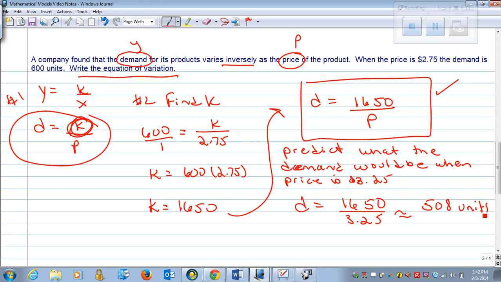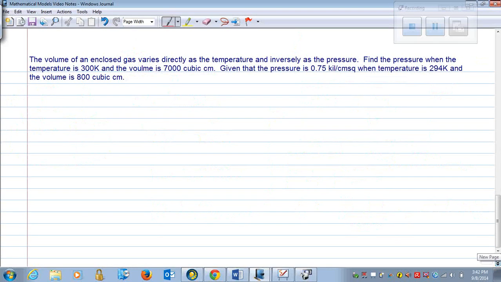All right, last example. The volume of an enclosed gas. Be careful about what you're reading. It's not the gas itself, but its volume that varies directly as the temperature, and there's a big thing there, inversely as the pressure. So volume is V, temperature we'll use T, and pressure is going to be in cubic centimeters, but we're going to call it P.